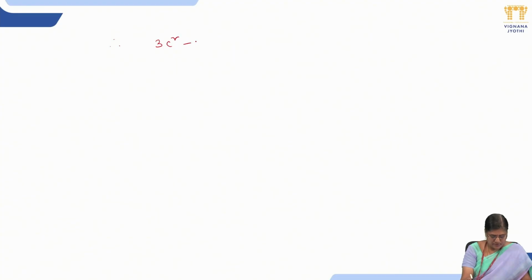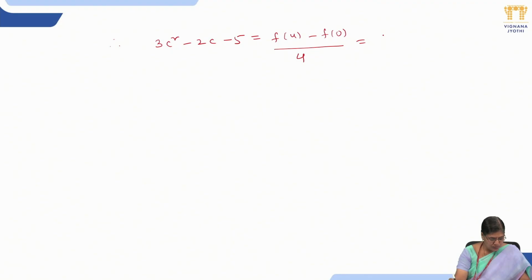3c square minus 2c minus 5 is equal to (f of 4 minus f of 0) divided by 4. Here f of 4 value is 31 and f of 0 value is 3, divided by 4. Therefore, finally, simplifying, we get 3c square minus 2c minus 12 is equal to 0. Simplifying this equation, we will get the value of c.